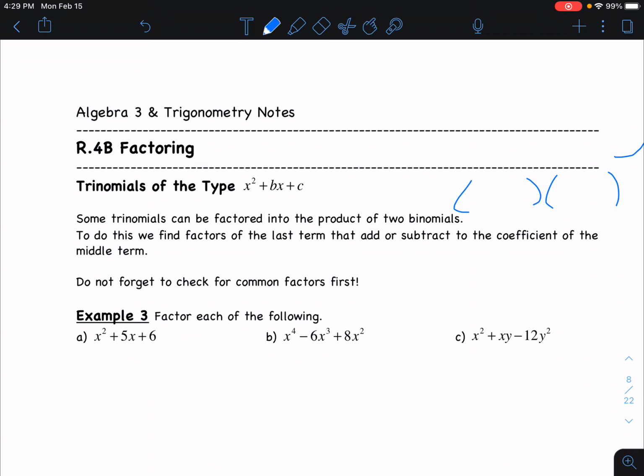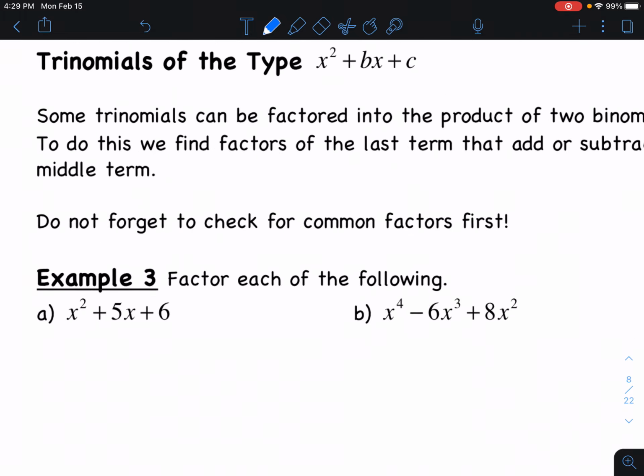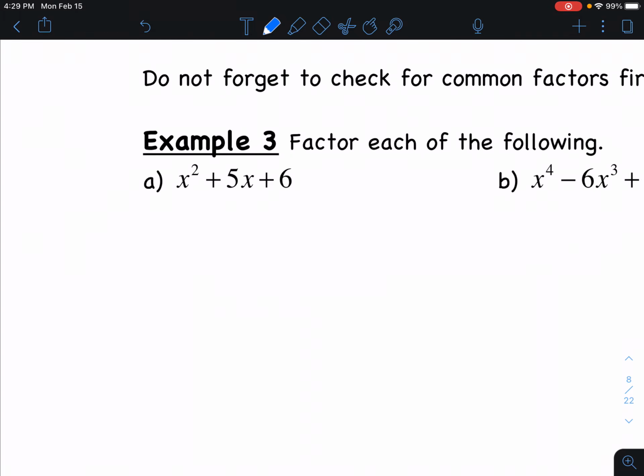So let's start off, and by the way, we do have a reminder here. Sometimes we have to check to see if we have common factors first to see if we can pull out a GCF. So let's take a look at example 3. We're going to factor this easy trinomial.